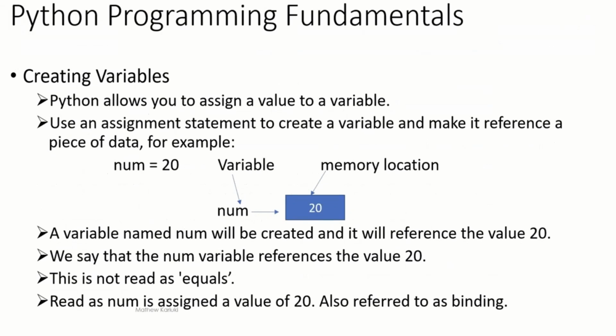So, how do you create a variable? In Python, the assignment statement is actually an equal sign. For example, the variable num is assigned the value 20. In this case, the name num represents the variable, and the value 20 is stored in the memory location. So what this means is that the variable will be automatically created and it will reference the value 20. Let us try it out in Jupyter Notebook.